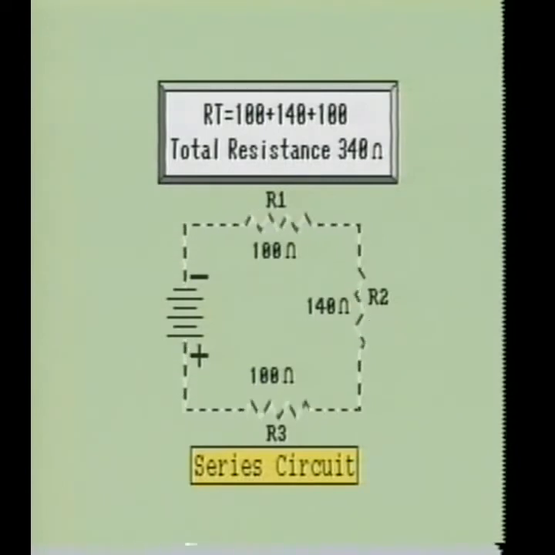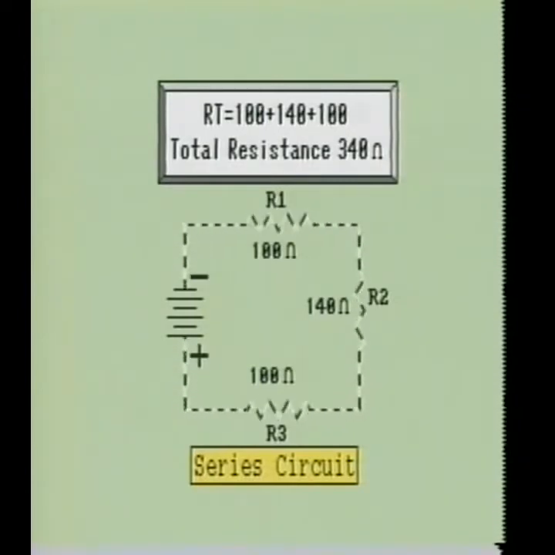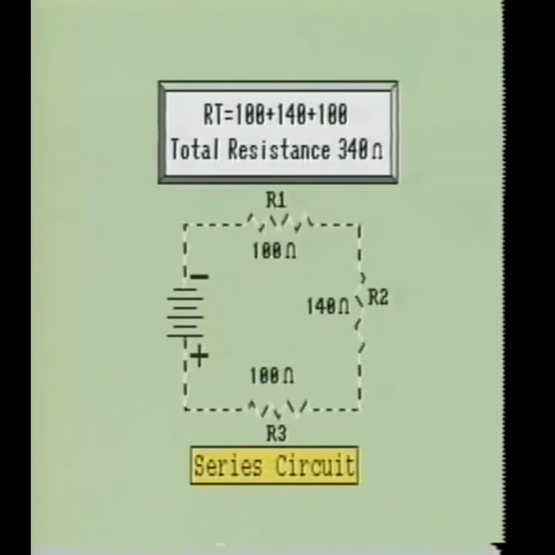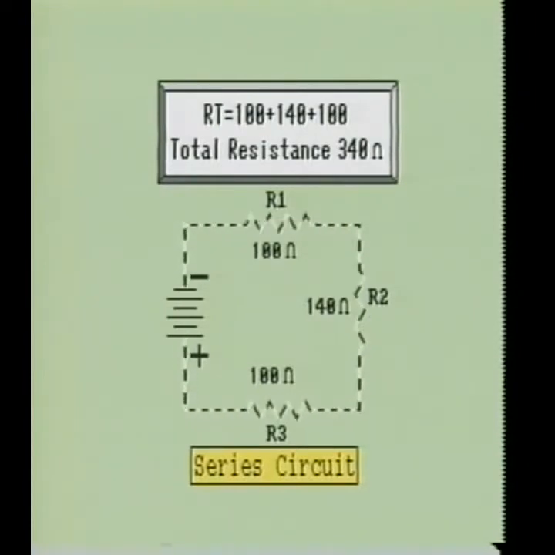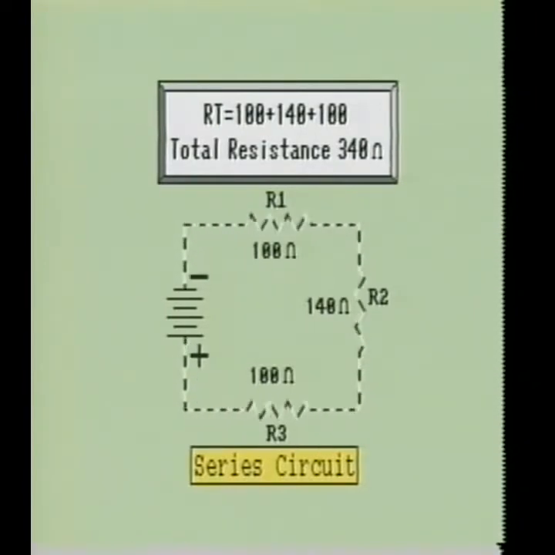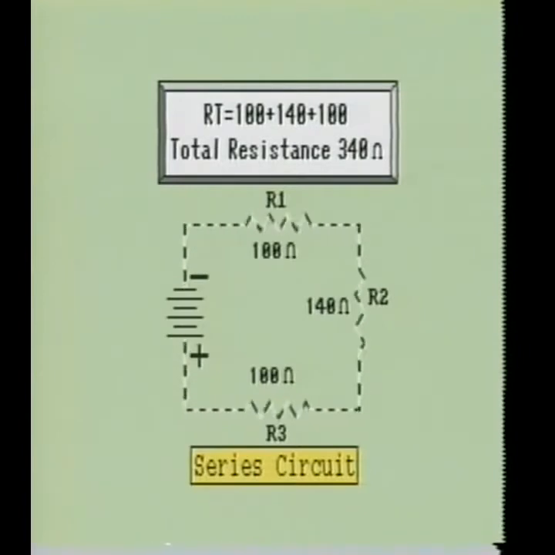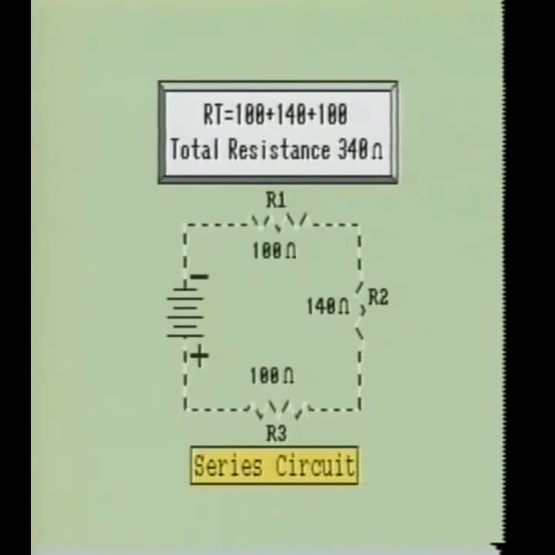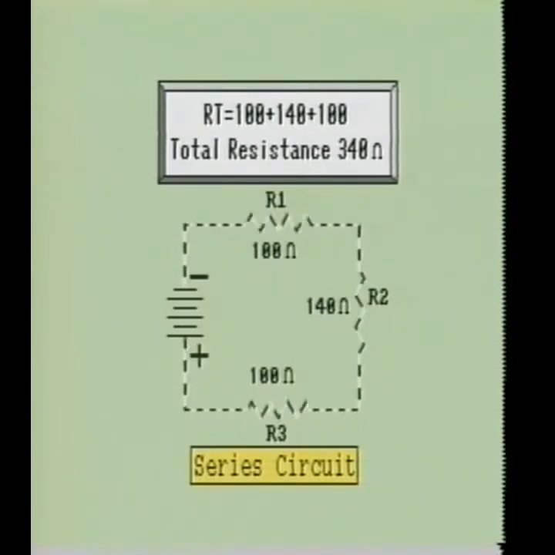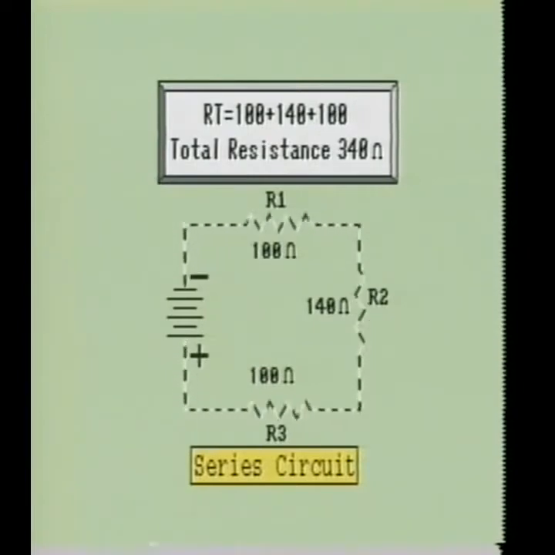This series circuit contains 3 resistors. R1 has a value of 100 ohms, R2 has a value of 140 ohms, and R3 has a value of 100 ohms. Therefore, the total resistance of this circuit would be 340 ohms. This is calculated by adding R1 plus R2 plus R3.